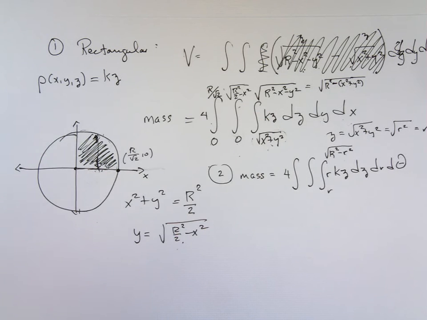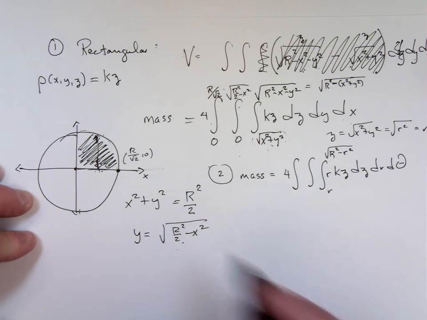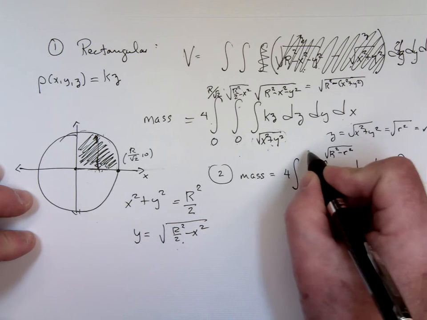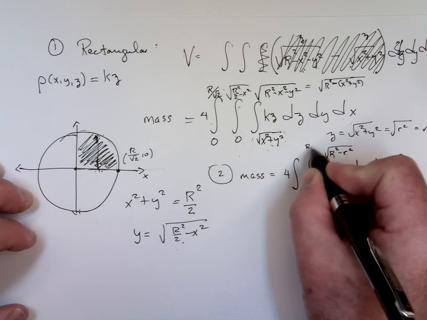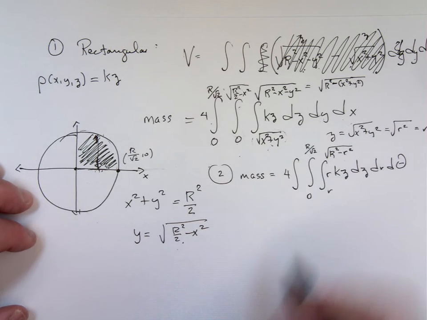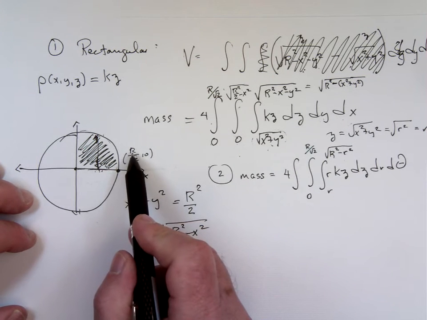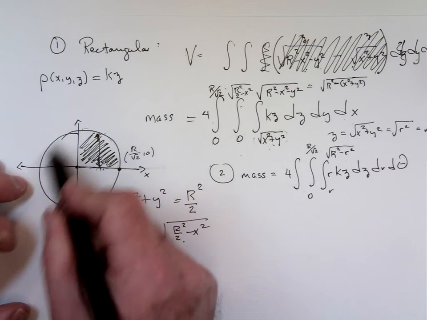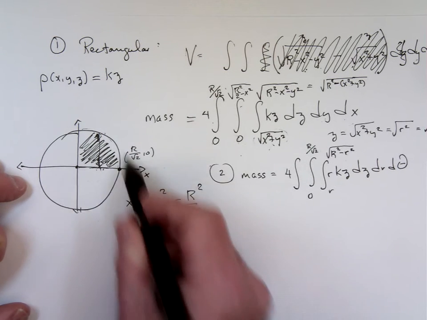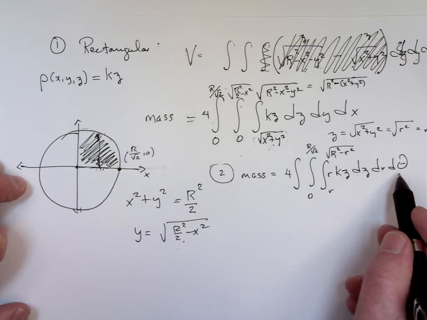Okay. Now we got the z's. Where are the r's going? From where to where? 0 to R over the square root of 2. And now that's a capital R, that constant we have here. Now we're looking at this circle. Theta is going to go from 0 to pi over 2.